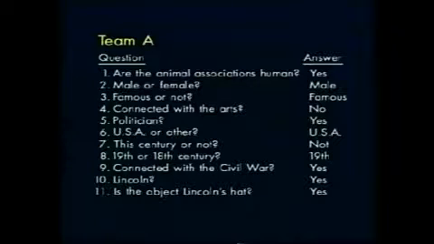Famous or not? Famous. Connected with the arts? No. Connected with politics? Yes. United States or other? United States. This century or not? Not this century. 19th or 18th century? 19th. Connected with the Civil War? Yes. Lincoln? Yes. Is it Abraham Lincoln's hat? Yes. Okay, so that's what's happening in one room.